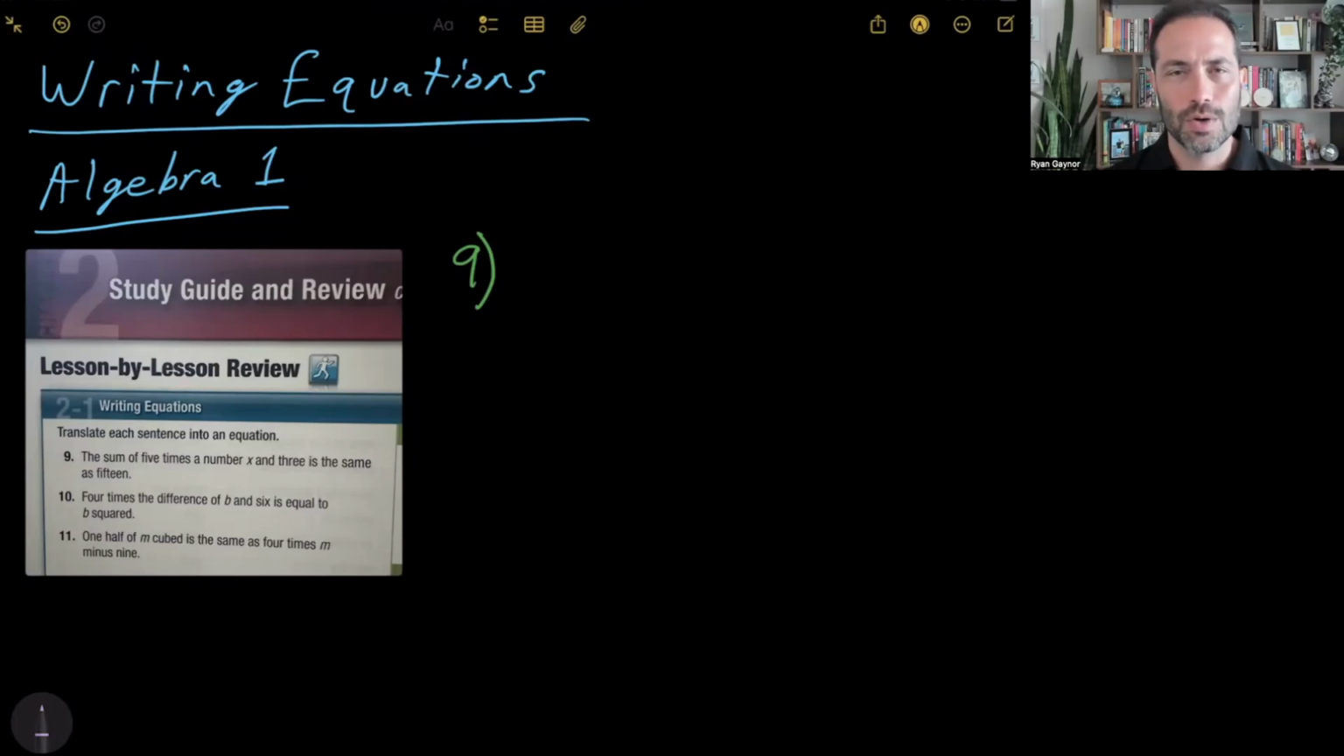Okay, so we have to look at a few of the key words here. First, the sum. What does the sum mean? Just giving you a moment to see if you know what it is. If you don't know what it is, the sum is the answer to an addition problem. So, a number plus something else. Okay, so it says the sum of 5 times a number and 3.